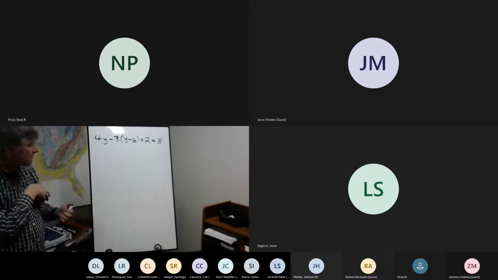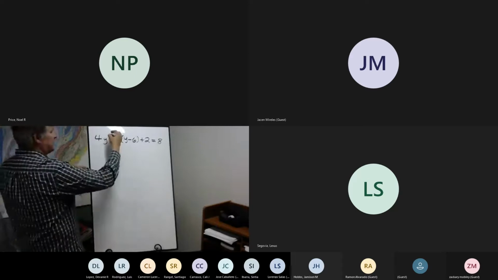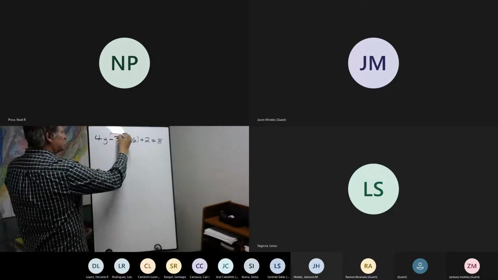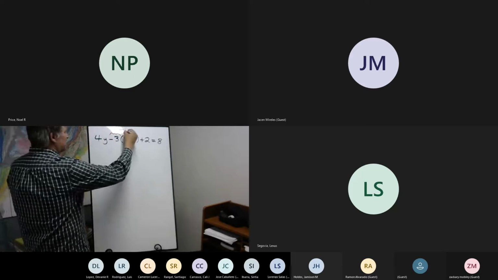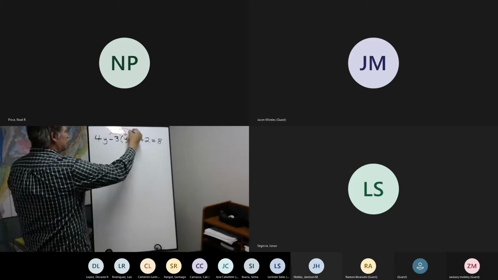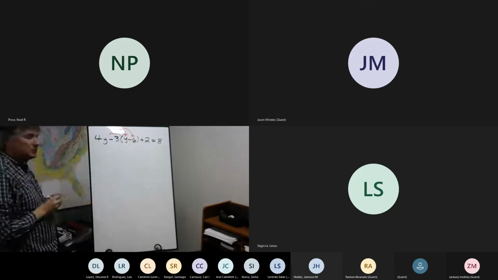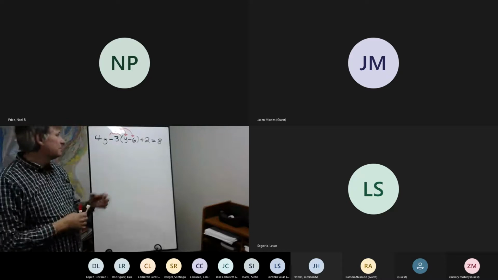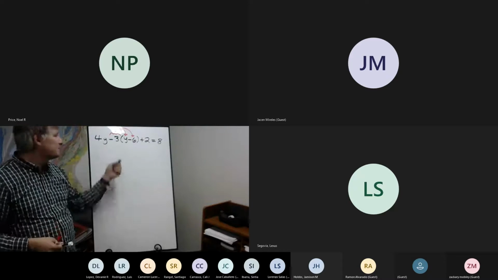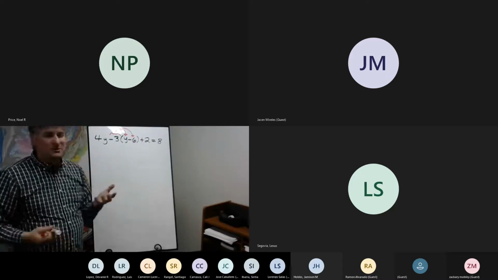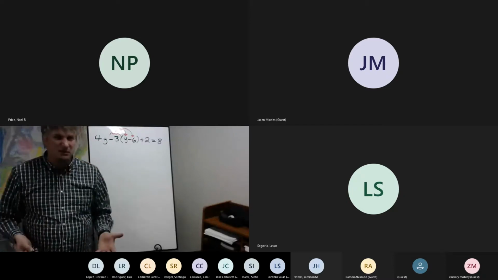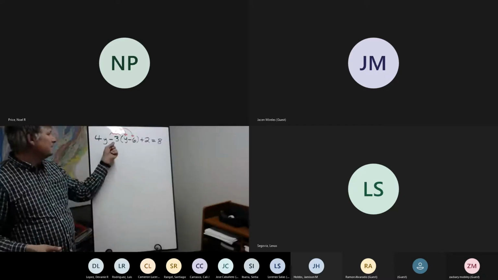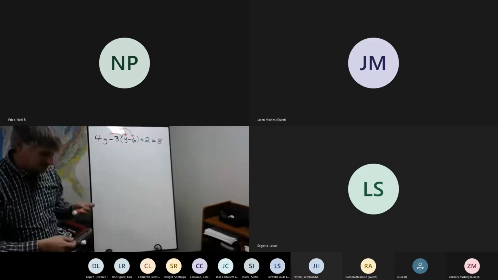We got to distribute. So we're going to distribute the 3. We're also going to distribute the minus sign in front of it. So when you distribute a number, you're going to take the sign with it. Now, if this is a plus sign, I'm just distributing positive 3, and pluses really don't change anything. But with a minus, things will change.